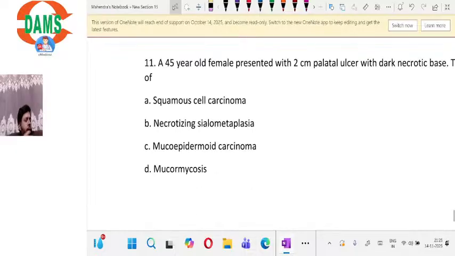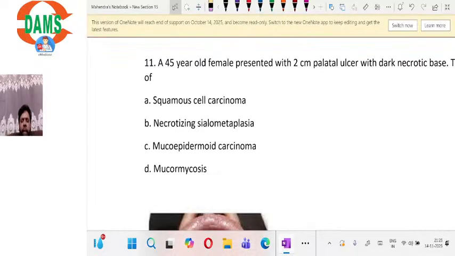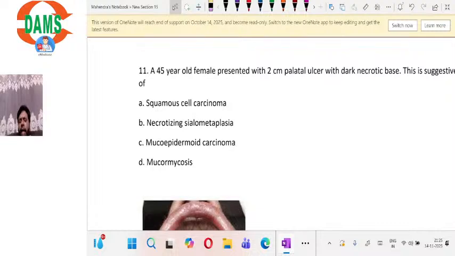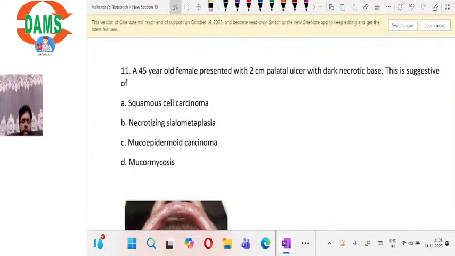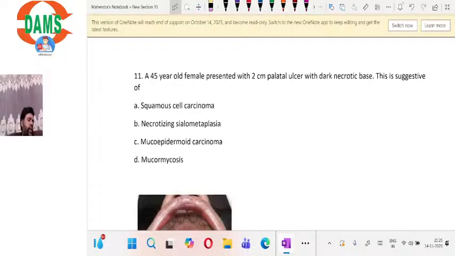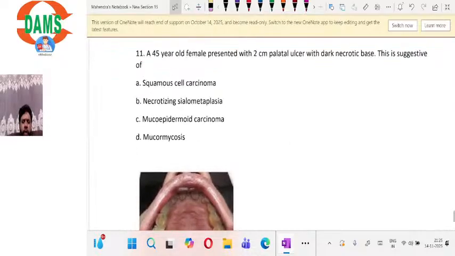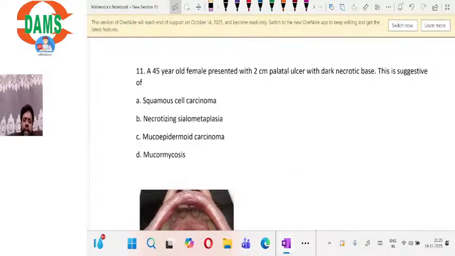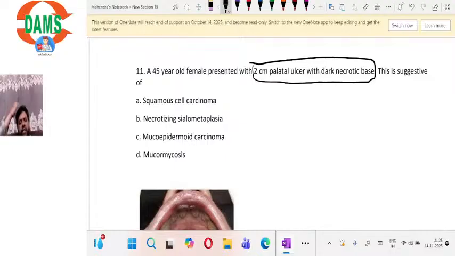A 45-year-old female presented with a 2 cm palatal ulcer with a dark necrotic base. This is suggestive of... See, actually this question again is misleading. Why? I'll tell you. First of all, a female with a 2 cm palatal swelling with a necrotic base. This is a very incomplete question they have asked.